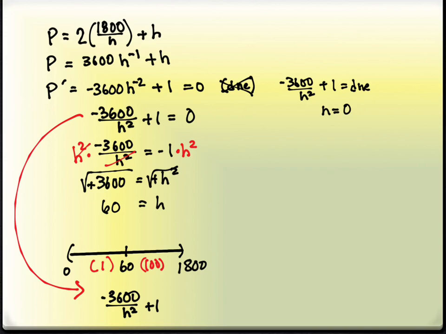So if I put the number 1 into this, what am I going to get? Negative 3599. Yeah, it's negative, right? If I put the number 1 in here, I get negative 3600 plus 1. That's a big negative number. What if I put the number 100 in?